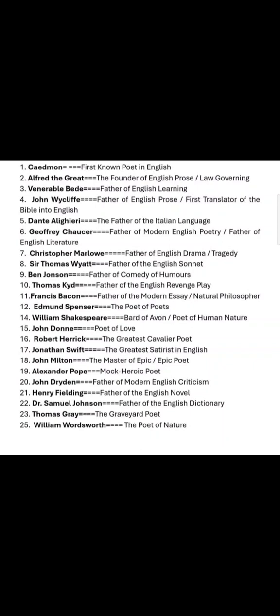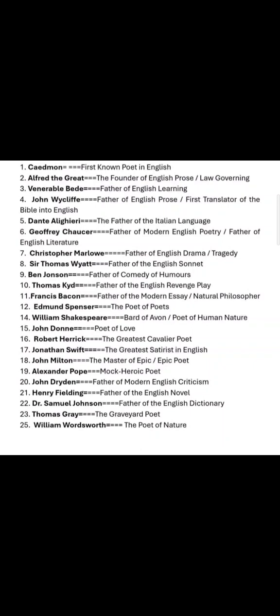Francis Bacon, the question being asked in 2009. He is the father of modern essay. You must remember, father of modern essay, Francis Bacon, or a natural philosopher, an idealist. Edmund Spenser, the poet of poets. William Shakespeare, you know well, Bard of the Avon or poet of human nature. John Donne, poet of love. Robert Herrick, the greatest cavalier poet. Jonathan Swift, the greatest satirist in English.